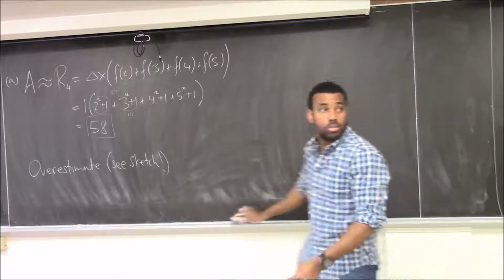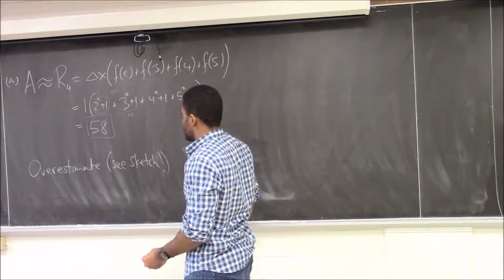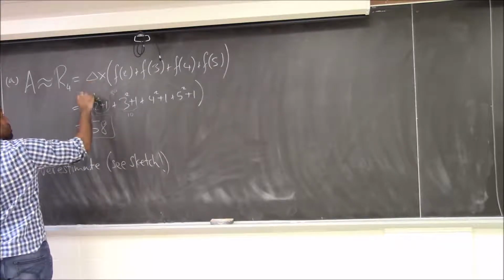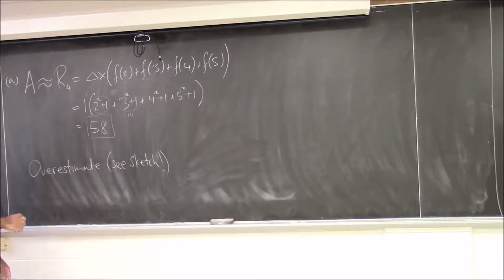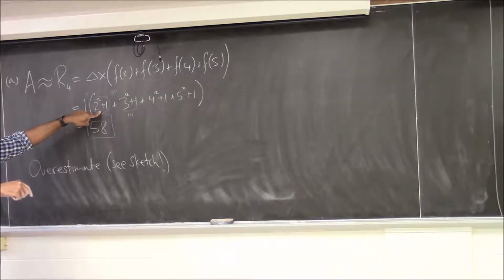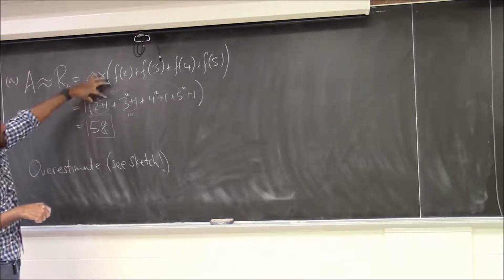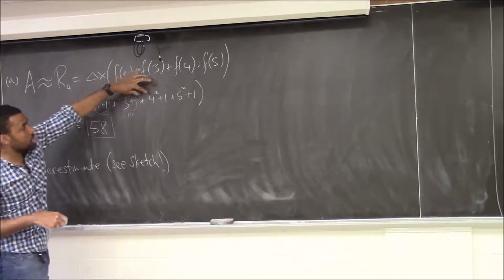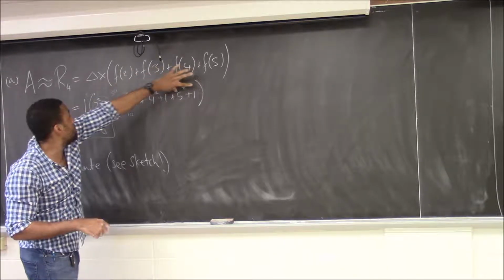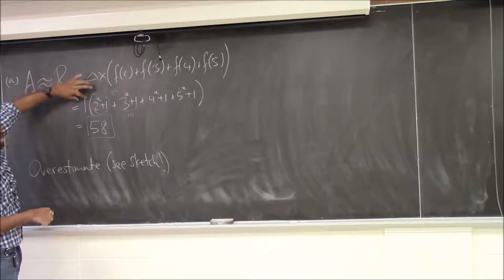Do you add 1 to account for the width? No, that was in the function. The definition of the function was x squared plus 1. So that's not accounting for the width. This is f of 2, f of 3, f of 4, f of 5, from the actual definition of the function. The width is the delta x. That guy comes on the outside.